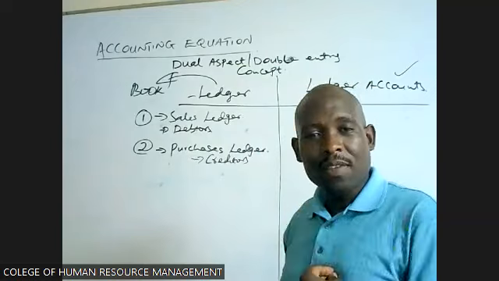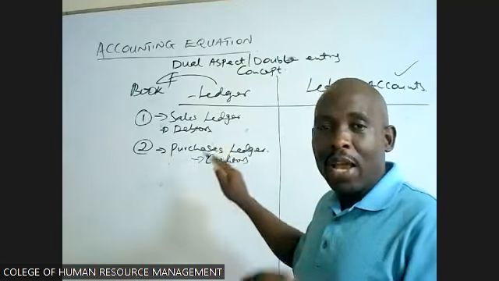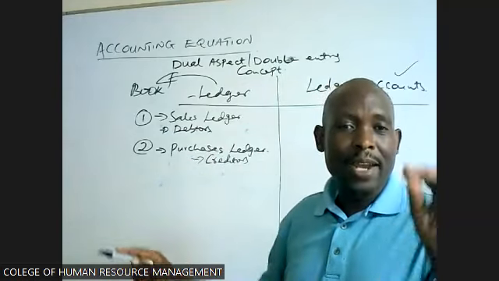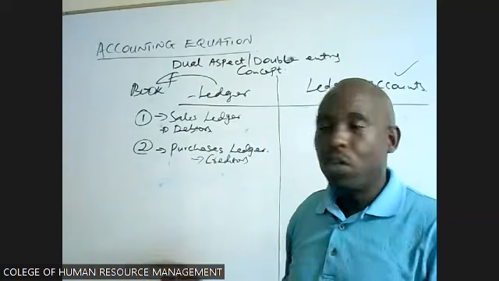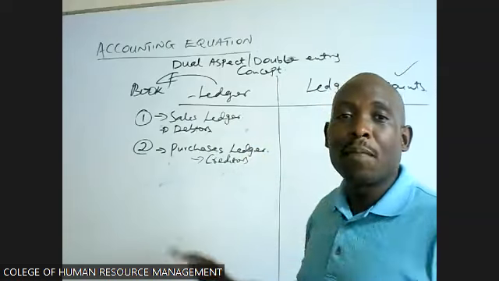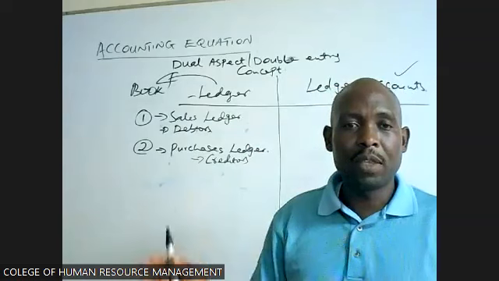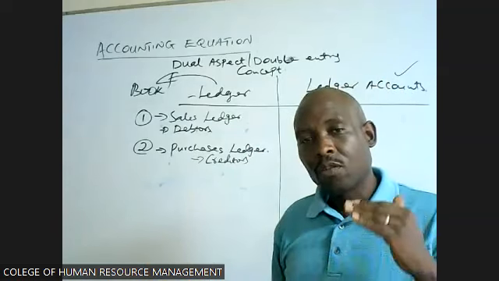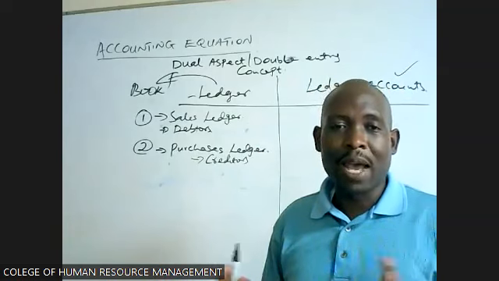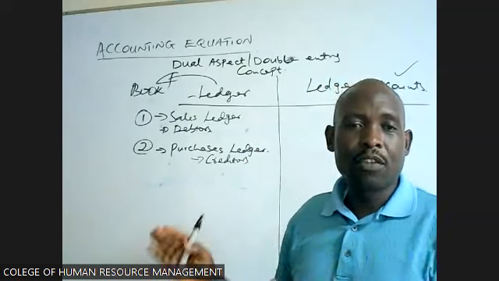So it is the business that owes them. So whenever you buy goods on credit from a particular supplier, that supplier becomes your creditor. And therefore, you are going to record that in a ledger book we call the purchases ledger. So if I take the purchases ledger, the accounts I'm going to find there are purely for the credit suppliers. Nothing else. I cannot find customers there.